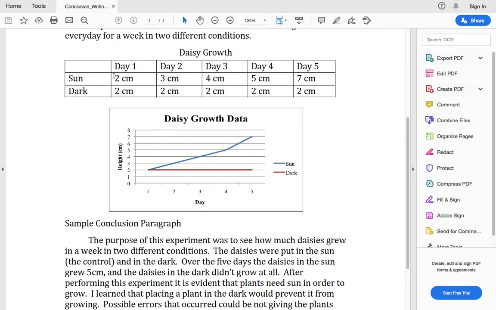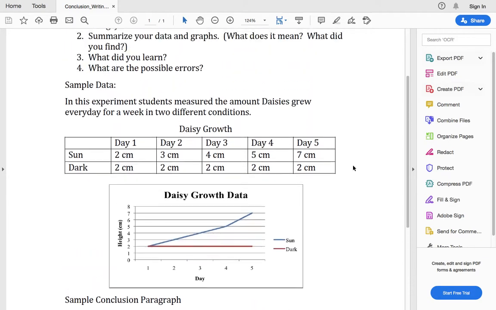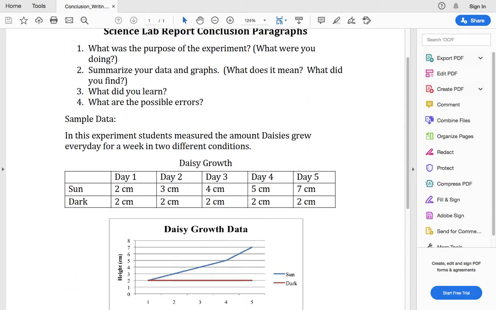Daisies grown in the sun grew from 2 to 7 centimeters. Daisies grown in the dark did not grow at all. They stayed at 2 centimeters. So in that case, I'm summarizing my data as well. I'm doing number 1 and number 2 together. Number 1 would have been my hypothesis was correct: the plants grown in the sun grew more. Number 2 would have been, how did they grow more? Give examples of the numbers.